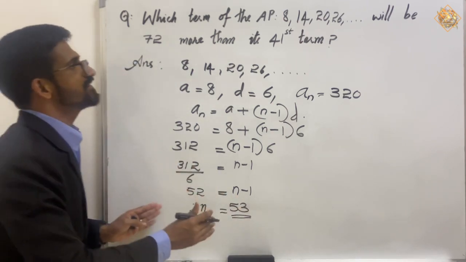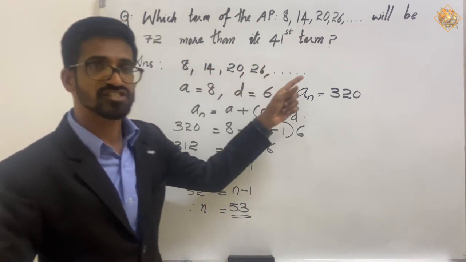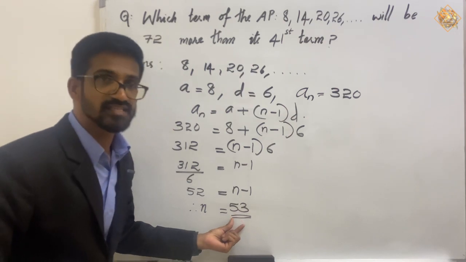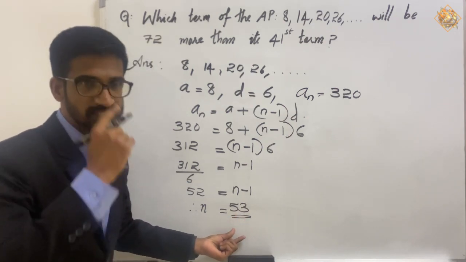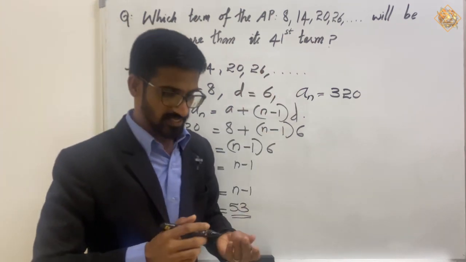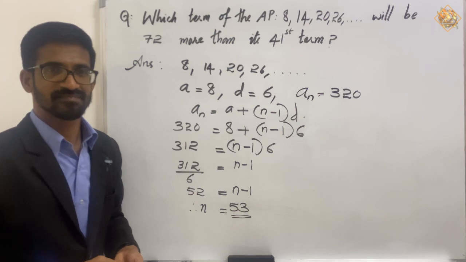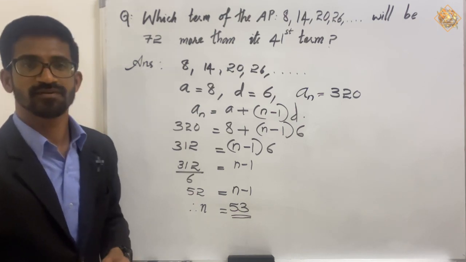So finally we got which term of the AP is 72 more than the 41st term. It is the 53rd term. The 53rd term is 72 more than the 41st term of the given AP. Hope it is clear for you all. Please take your notebook. Thank you.